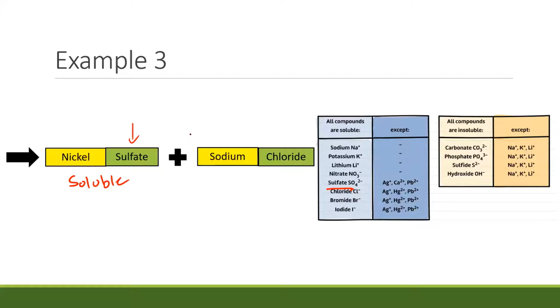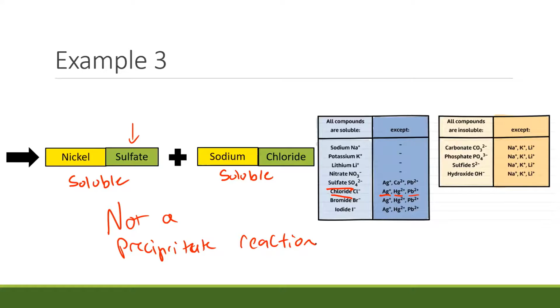Okay. What about sodium chloride? Well, chloride is soluble unless it's bonded to silver, lead, or mercury. Sodium is not silver, lead, or mercury, so this is soluble. That means that both of our products are soluble. That means there's no precipitate here. So this is not a precipitate reaction.